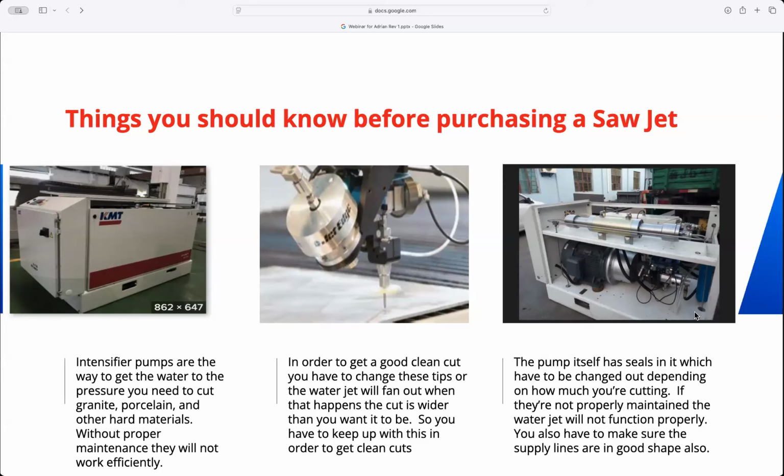And then the next one over is just what it looks like inside of that intensifier pump. That's the pump itself. The box is just the box. It encases it, but there's the pump, and it's hydraulic, so it has seals in it, and it's a pretty big unit. It's heavy and it takes a lot of power. And if you don't change the seals out, it won't run. It just won't create enough water to do what it's supposed to do.